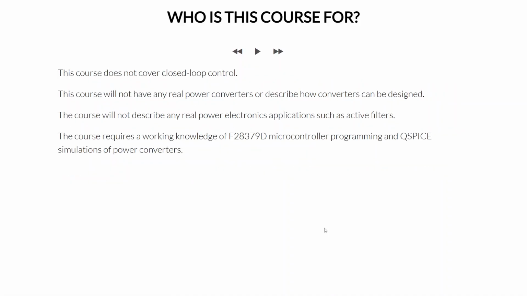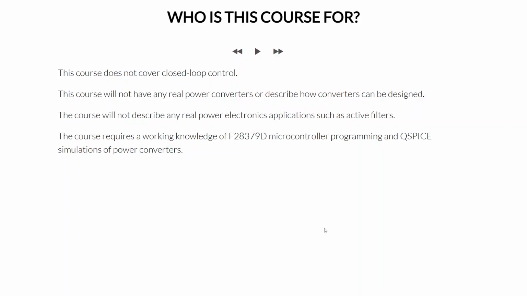Now that I've talked about who this course could potentially be for, I will talk about who this course is not targeted towards. To begin with, this course does not cover closed loop control. It doesn't contain any voltage control loops or current control loops. If you're looking for a control course where you are actually regulating the output voltage of a DC-DC converter, then this is not the course for you. Here we are only talking about PWM strategies and how those PWM strategies can be implemented with a microcontroller.